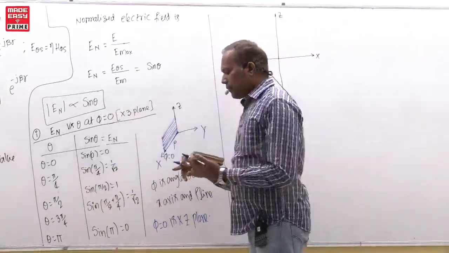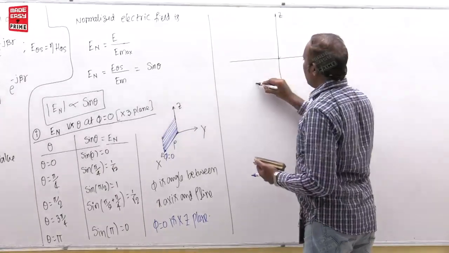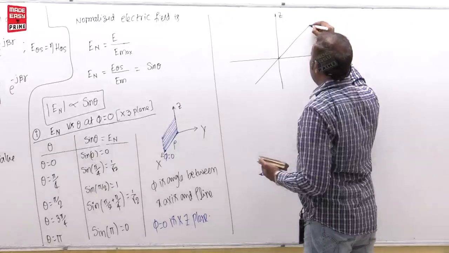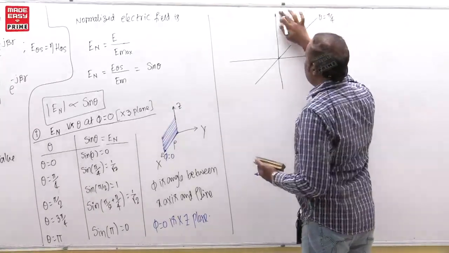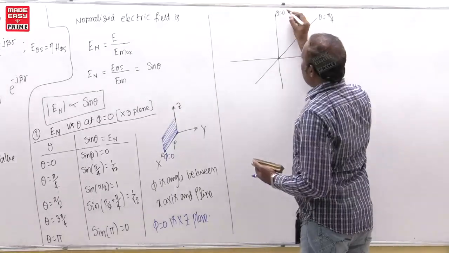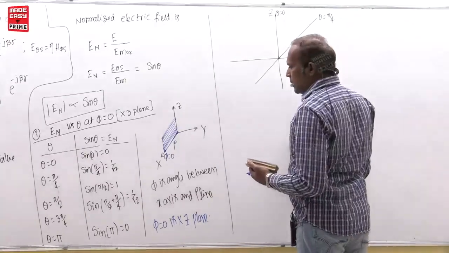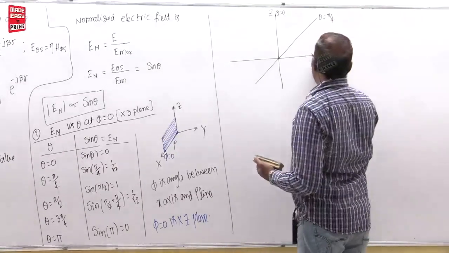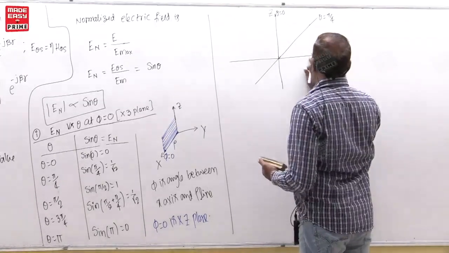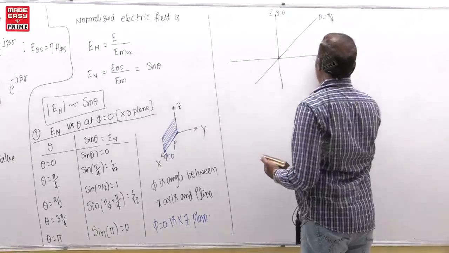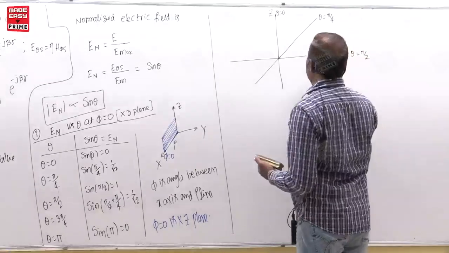At theta is equal to pi by 4, I will draw the lines like this. Pi by 4 means 45 degrees. So this is theta equal to pi by 4, and this z axis is nothing but theta equal to 0. Now theta is equal to pi by 2 means this one, the x axis here. I will write here x axis, for this theta is equal to 90 degrees.